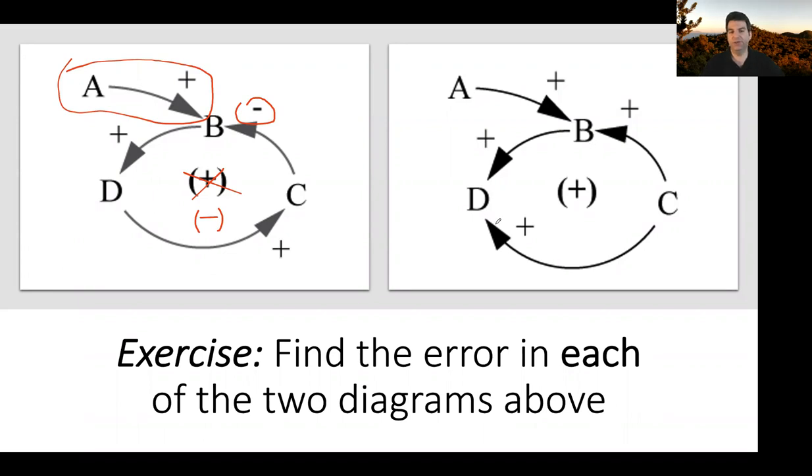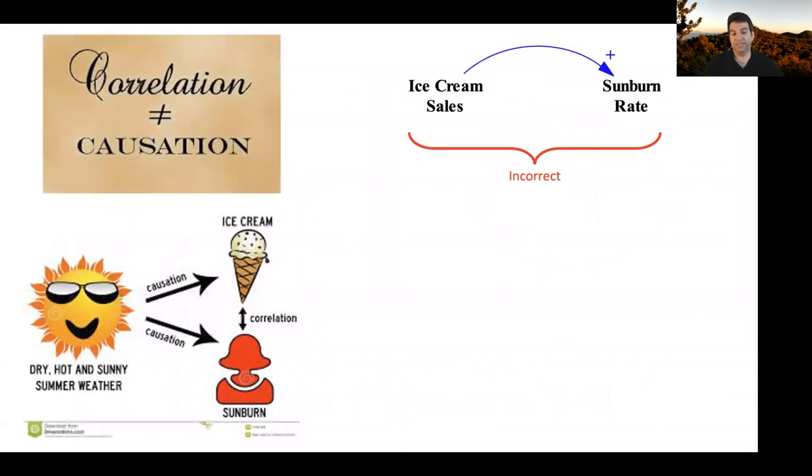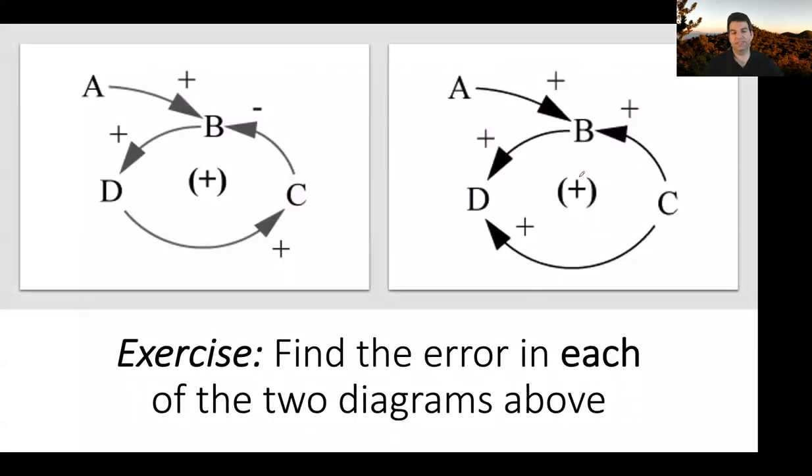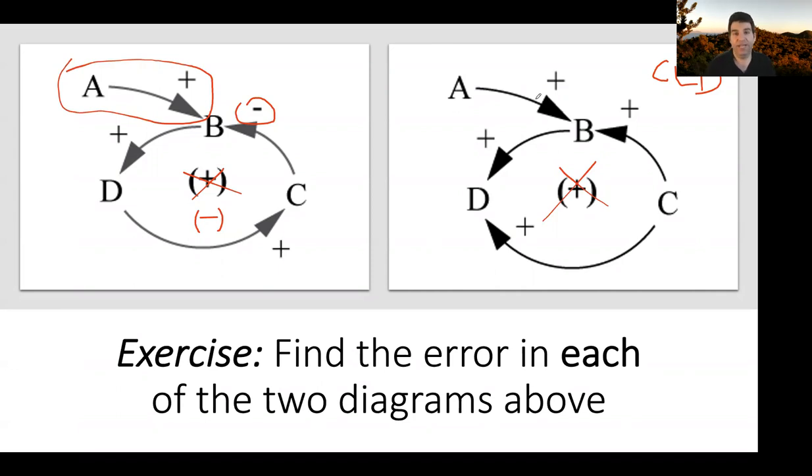Over here, this looks like a loop because it's drawn as an oval, but there's no actual loop because everything points to D. So D has no causal influence on anything else. It's basically an output of the system. And so this shouldn't even be there. So this is an example of a CLD with no loops. Even though it looks like a loop, it doesn't actually have a loop. Okay. It's still a CLD. So both of these are CLDs. So it's still a CLD, but it doesn't have any feedback loops.